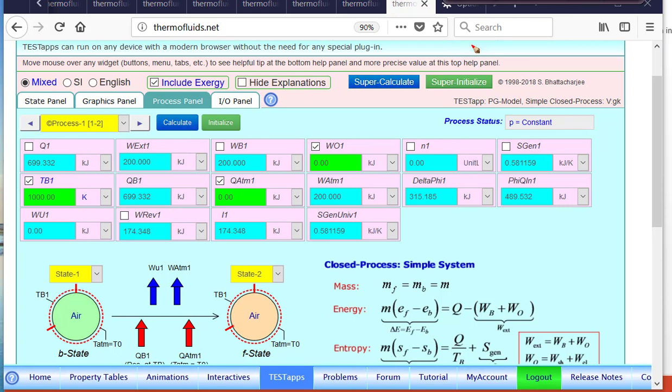So we are heating from a reservoir B at temperature 1000 Kelvin, and this is the amount of heat that goes in. There is no atmospheric heat loss, therefore Q and QB are the same. As the system expands, there is an external work transfer of 200 kilojoules, but all of that goes to the atmosphere, because the system is expanding at the constant pressure of the atmosphere. So all the work the system does is not useful. Therefore, the useful work should be 0.